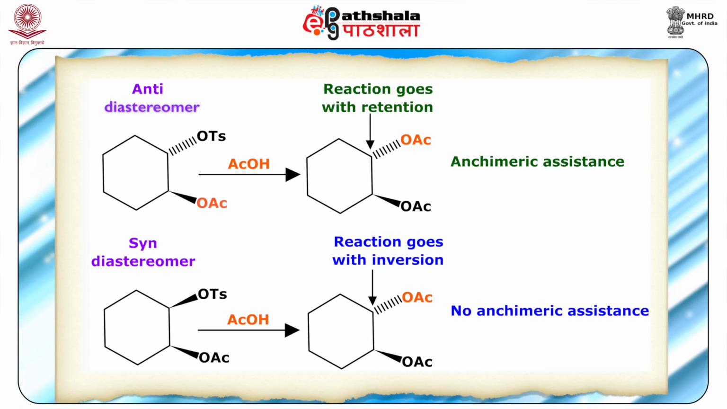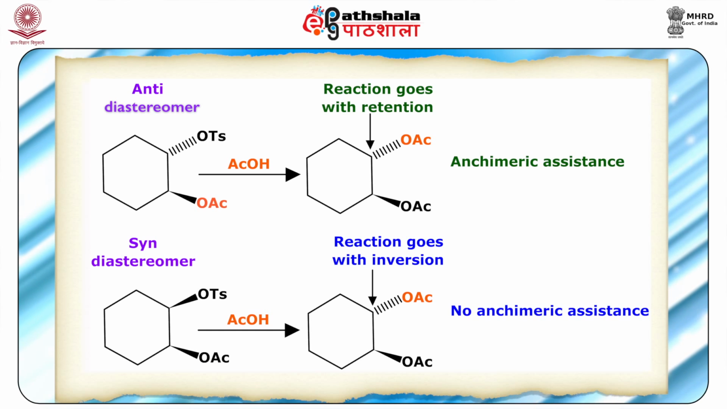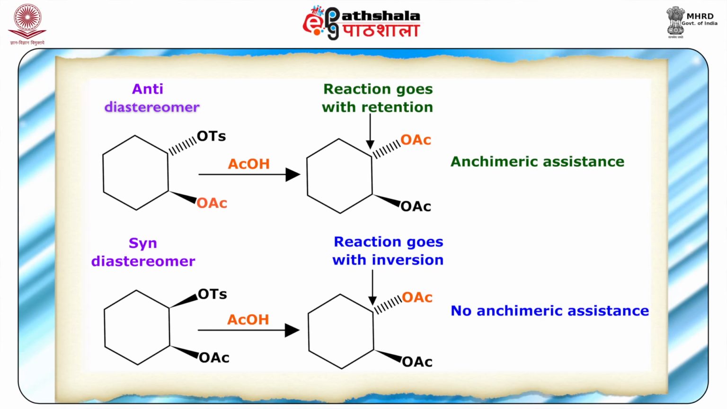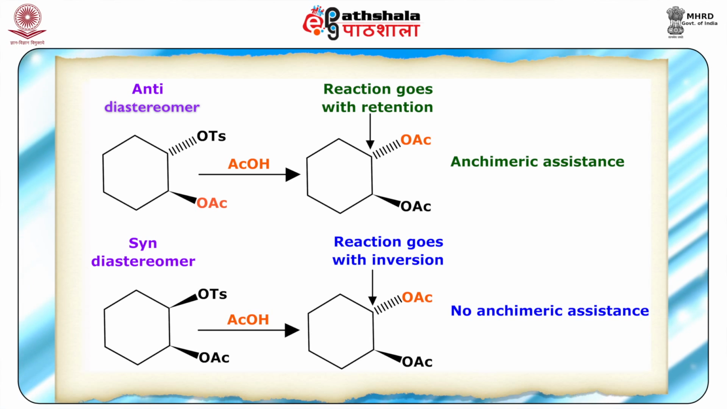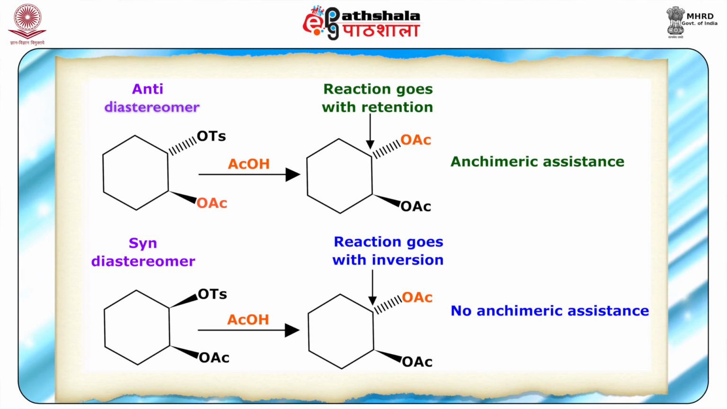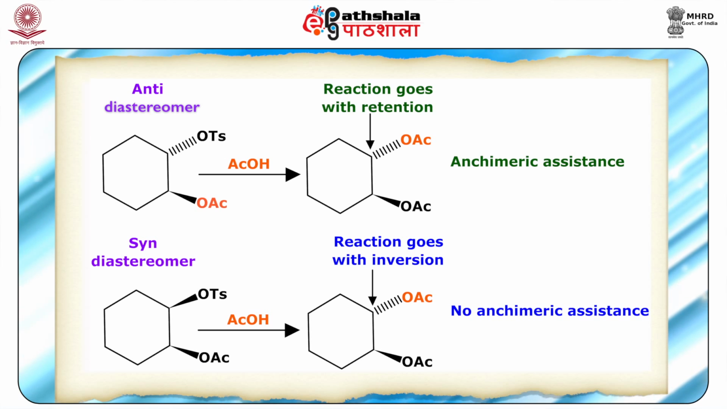On the other hand, if we start with the syn diastereomer where OTs and OAc you can see are on the same side, and then it is reacted with AcOH, the OTs is replaced with OAc and this reaction goes with inversion at this particular position. So, one reaction is going with retention and the other is going with inversion.